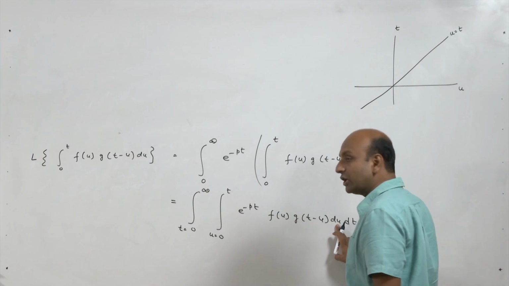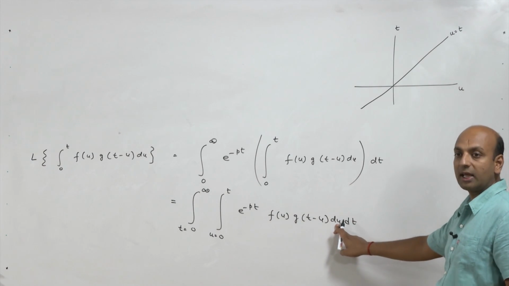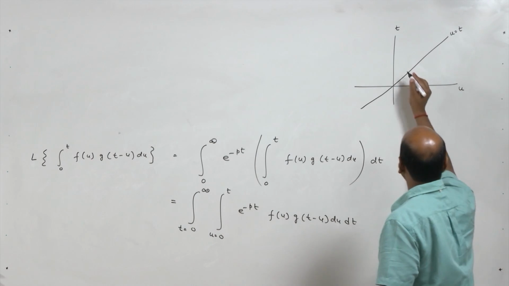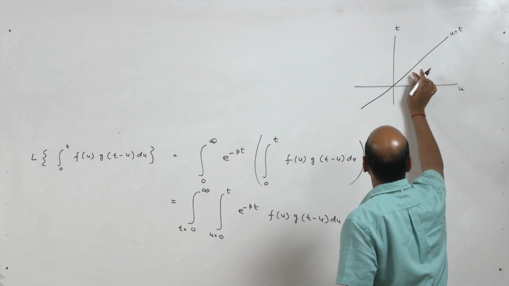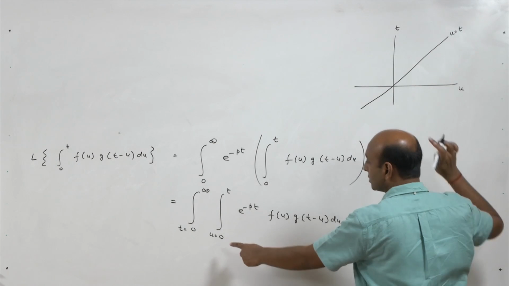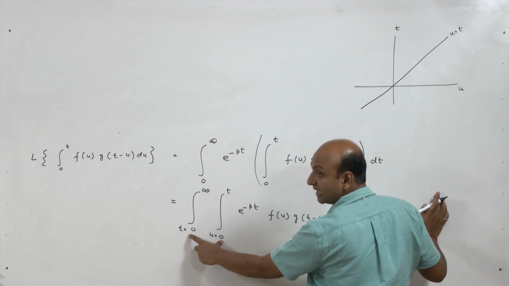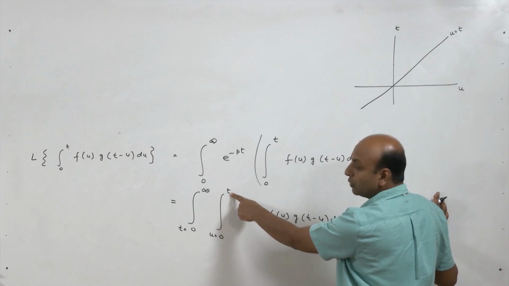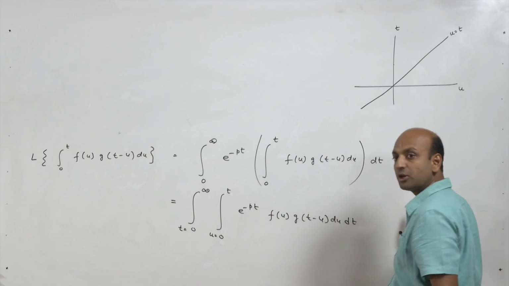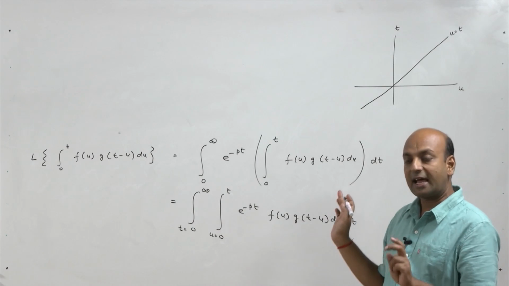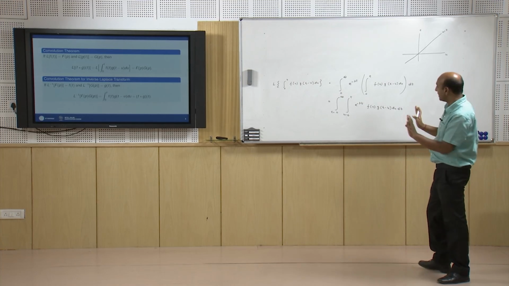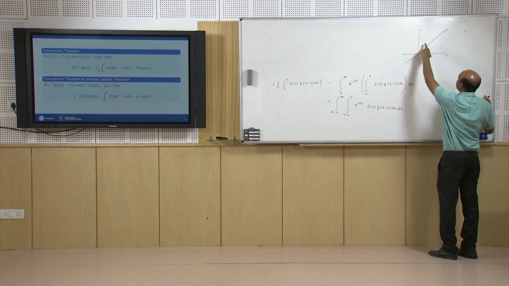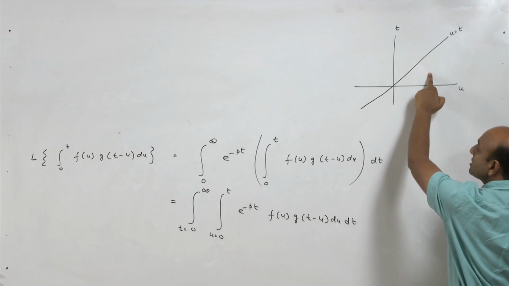First we have du here, that means we have to take a strip along the u axis. If we take a strip along the u axis, either here or here, because both expressions are on the positive side, u goes from 0 to t and t goes from 0 to infinity. That means it lies in the first quadrant. Now in the first quadrant, it is either this part or this part.